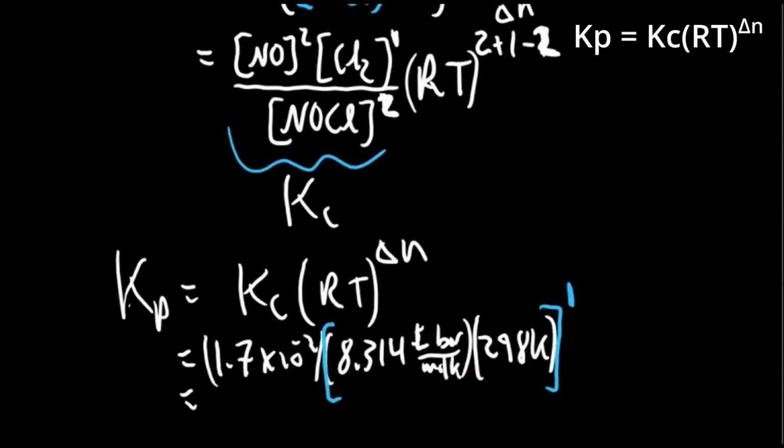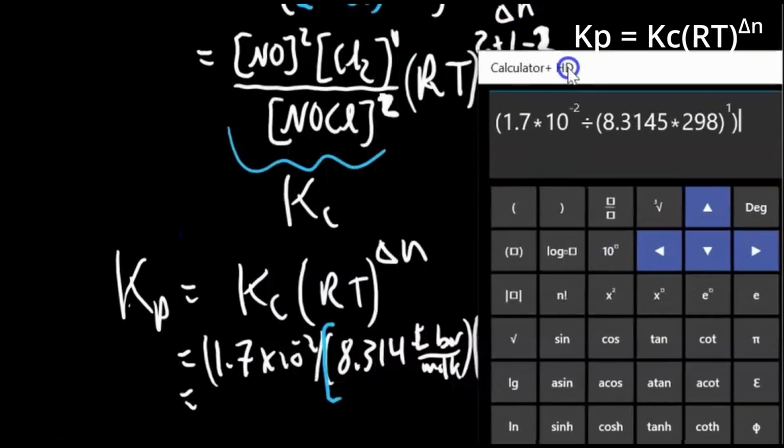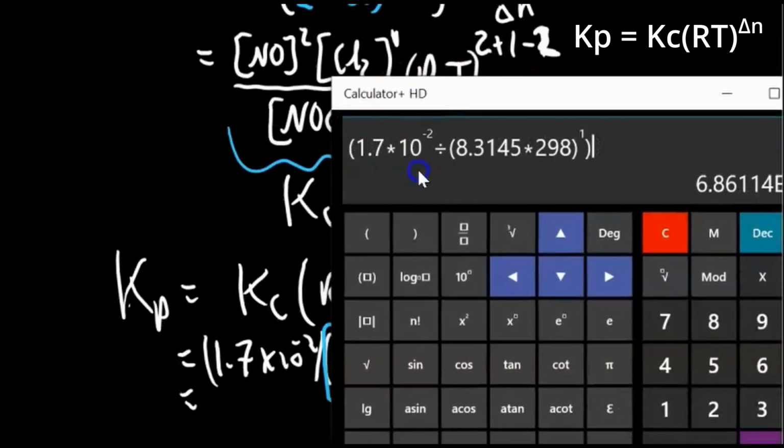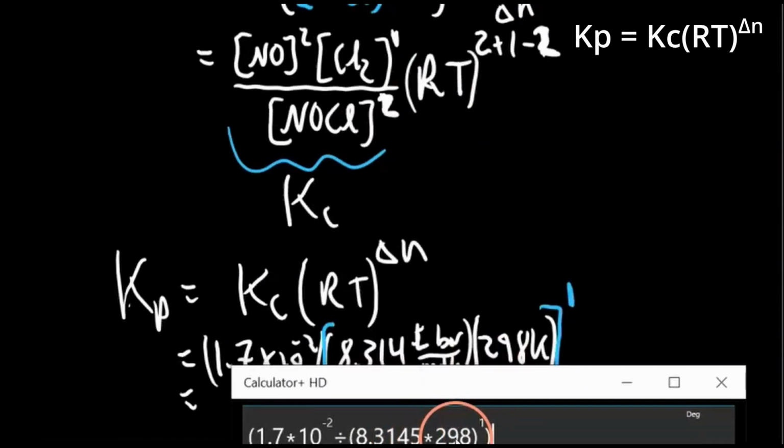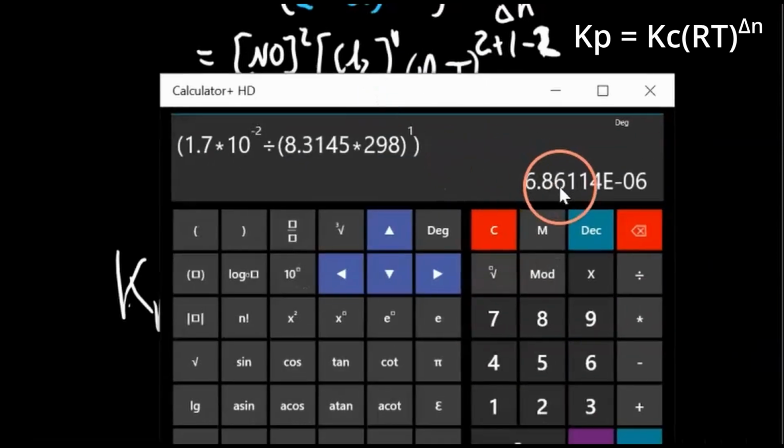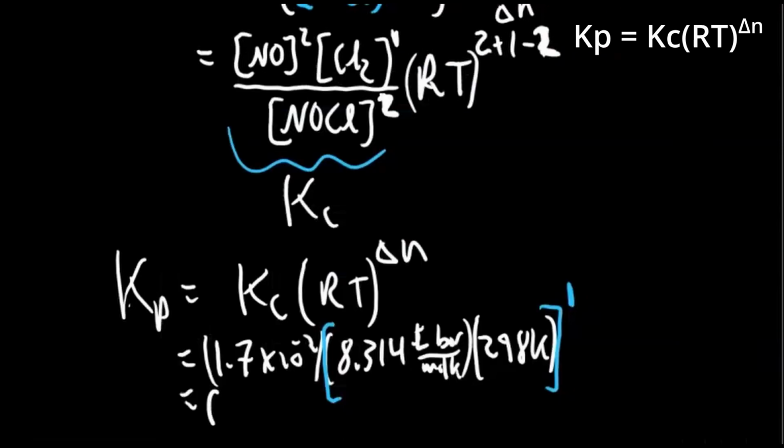Okay, we'll plug that into our trusty calculator. 1.7 times 10 to the negative 2 divided by 8.314 times 298 equals 6.9 times 10 to the negative 6. So that's our answer for Kp.